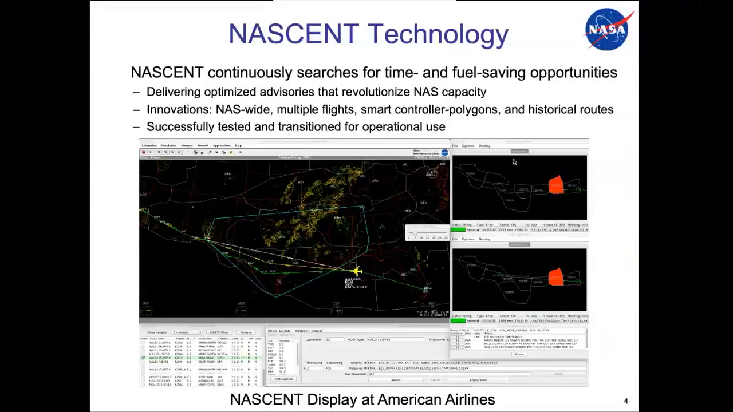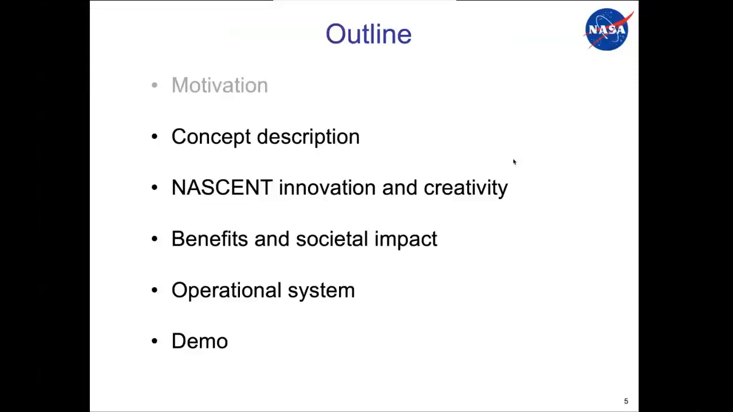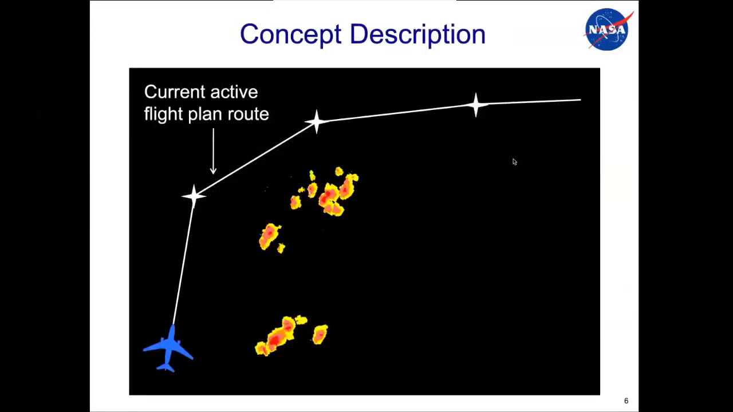So, if I want to say very briefly what NASINT technology is, NASINT is a system which continuously searches for time and fuel saving opportunities. So this technology is geared quite a bit towards operational use within the airlines. So this was the display that we had running at American Airlines, and I'll get into this image a little bit in a minute. So how does the system work?